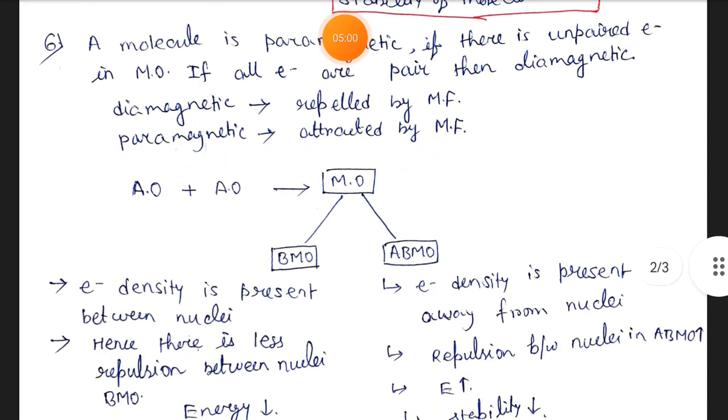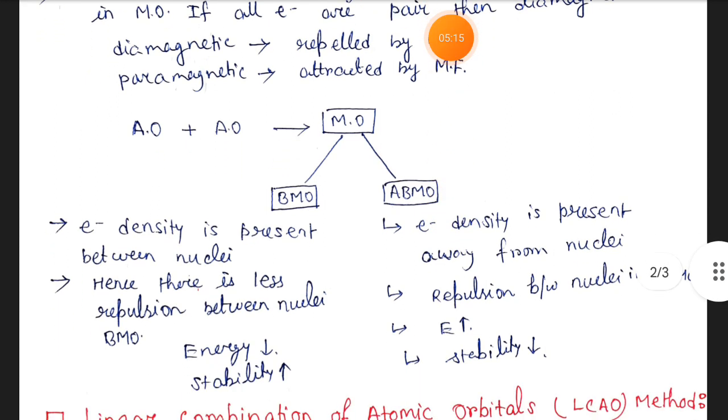So basically we can say that molecular orbitals are formed by overlapping of two atomic orbitals, and two MOs are formed: one is a bonding molecular orbital, and one is an anti-bonding molecular orbital. Now we have a question: why is the bonding molecular orbital more stable or less energetic, and the anti-bonding molecular orbital more energetic or less stable?